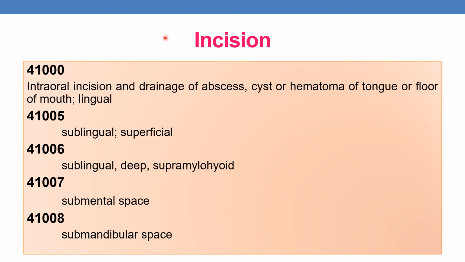First of all, coming to incision. The first CPT is 41000. It deals with intraoral incision and drainage of abscess, cyst or hematoma of tongue or floor of the mouth, lingual. And for intraoral incision and drainage of abscess, cyst, hematoma of tongue or floor of the mouth, sublingual superficial, the CPT is 41005. And if it is sublingual deep, supramylohyoid, the CPT is 41006.